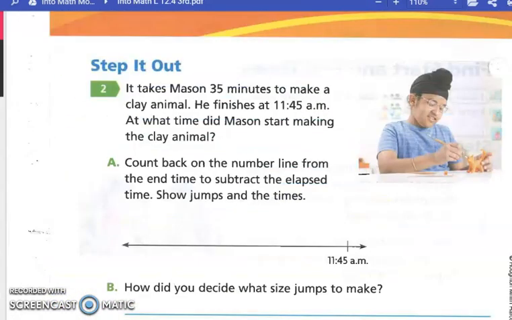Please turn your paper over. Now that one we counted from a start time to a finish time. This one, let's see what we're going to do. It takes Mason 35 minutes to make a clay animal. He finishes at 11:45 a.m. At what time did Mason start making the clay animal? Okay? So are we going to count forward from 11:45 or back from 11:45? That's his finish time. They want to know when he started. Okay. Let's think about how we're going to start this.